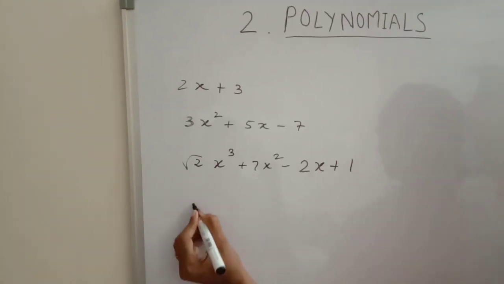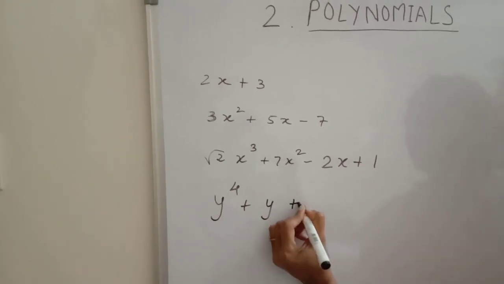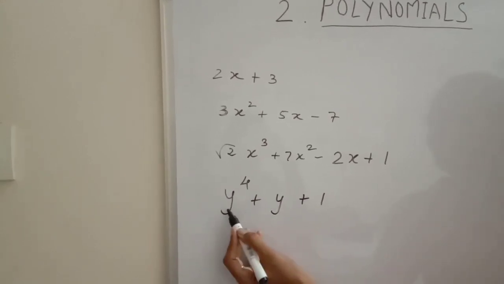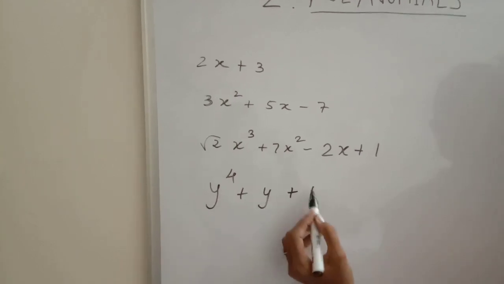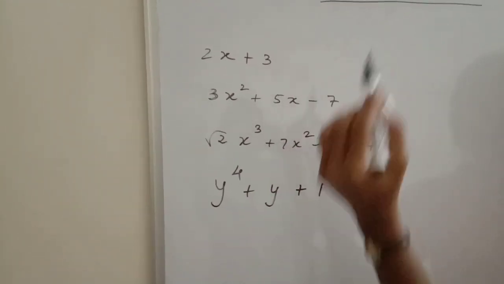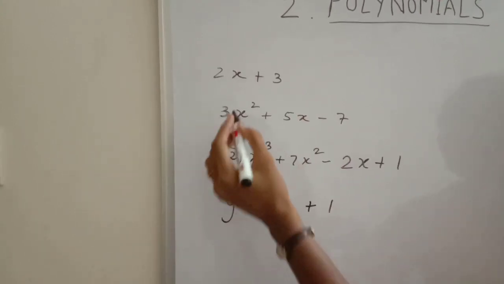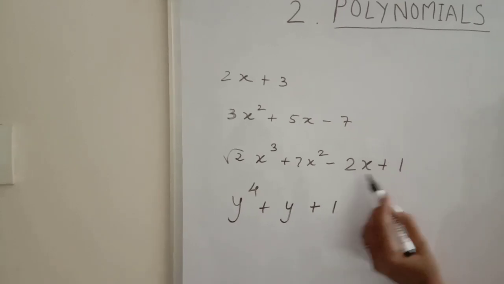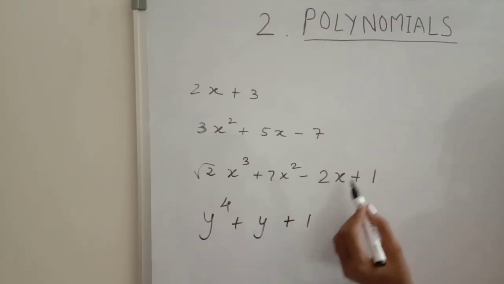Okay, now let's take some more examples. y raised to 4 plus y plus 1. This is also a polynomial, but here the variable is y. So this is the polynomial with variable y. Here we are talking about polynomials which are all in one variable. All these polynomials are in terms of x, and this polynomial in y. It's not necessary that it must always be in x or y. You can take any alphabet, but usually we take x.